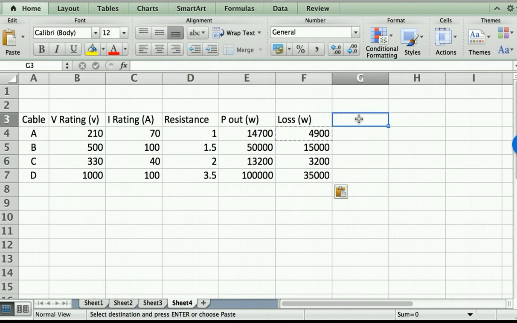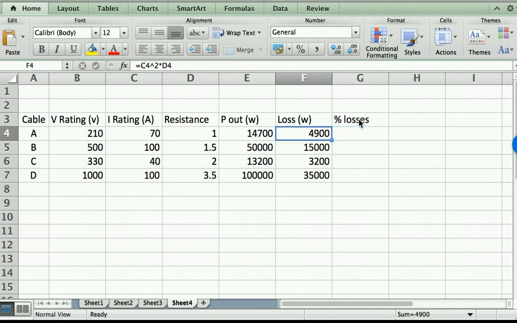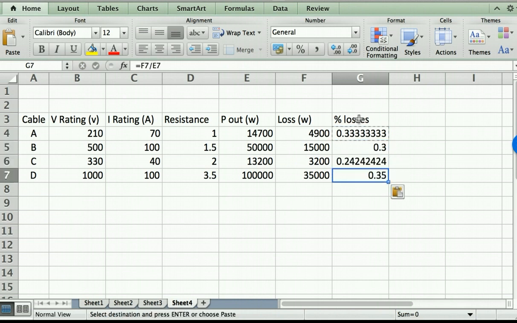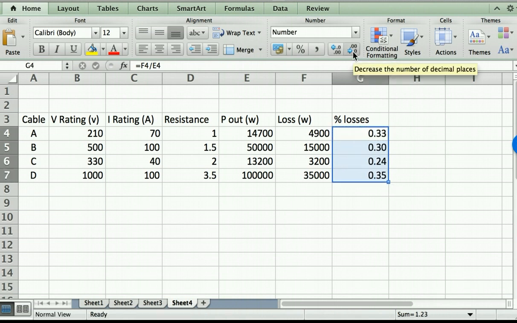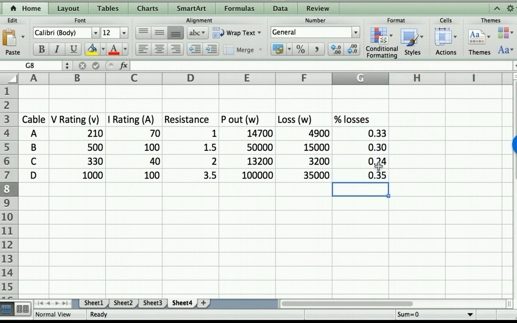So I can just find out the percentage losses. What are the percentage losses? Simply losses divided by the total output. Once I have this, let me just format it to two decimal places. Now you see losses are least for cable C. 24% is the losses, and the remaining power will be the output.